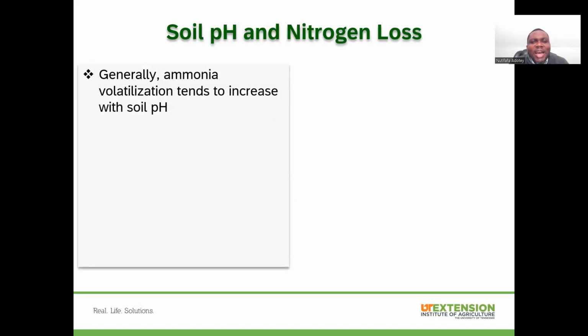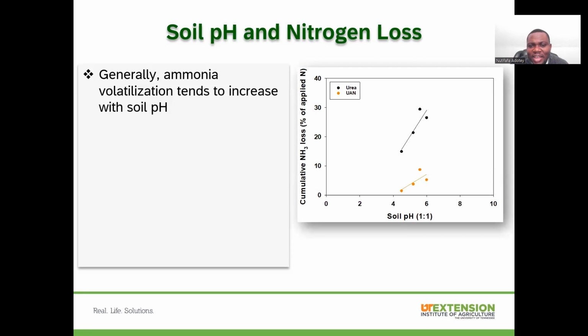The next relationship we want to look at is soil pH and nitrogen loss. So generally, the nitrogen loss pathway that is significantly influenced by soil pH is ammonia volatilization. Generally, ammonia volatilization tends to increase with soil pH, as you can see in this chart here. On the y-axis is the cumulative nitrogen loss over 16 days, and on the x-axis, we have different soil pH. And as you can see from both nitrogen sources, urea and urea ammonium nitrate, as your pH increases, your ammonia volatilization loss also increases. And what is happening in low pH soils, when there's ammonia, the hydrogen ions.